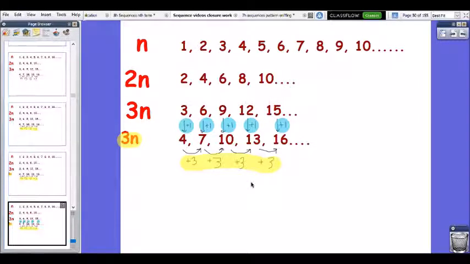Keeping in mind what we just said, can you come up with some algebra to describe this? It's not quite 3n. What do I have to do to 3n to get my sequence? Well, I've added 1 to it. So we could say that this sequence 4, 7, 10, 13, 16 is the sequence 3n plus 1. So it's the 3 times tables with 1 added on to each term.